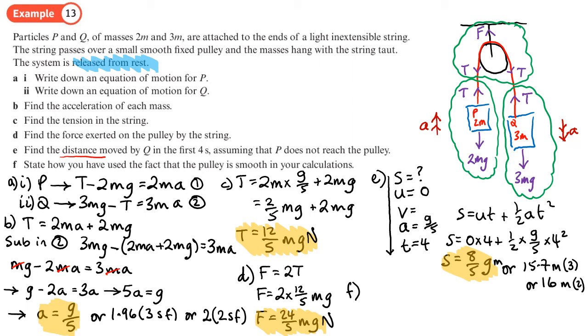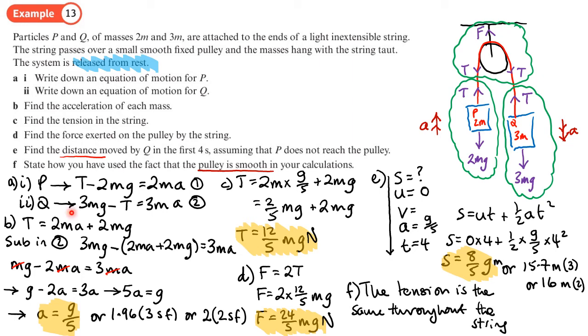The last part of this question, part F: state how you have used the fact that the pulley is smooth in your calculations. Now, we said something before about when the pulley is smooth, the tension is the same throughout the whole string. So the assumption is that the tension is the same throughout the string. That goes back to these equations of motion, these values of T, where we use the same letter. So the assumption is the tension is the same at P and at Q.